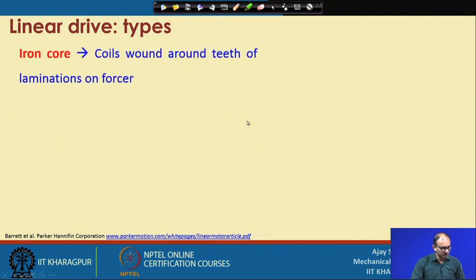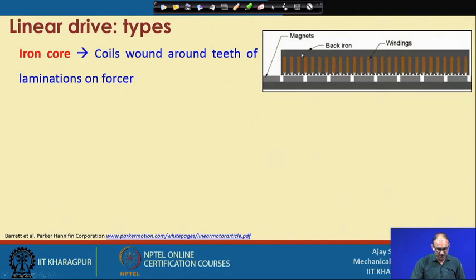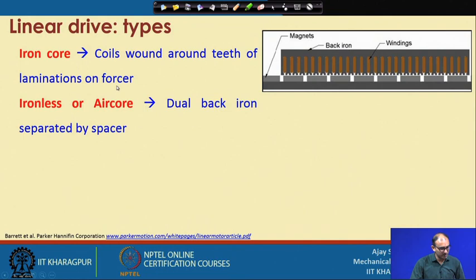So, what are the different types? There are three different types of linear motors. One is the iron core motor. So, what is this iron core motor? This is the forcer and the back iron, and the yellow color shows the coil, and these are the magnets located here. That is called the coil or winding, both. The coil is wound around the teeth of the lamination of the forcer. So, this is the forcer lamination, and then you put the epoxy, wrap it and make it complete.